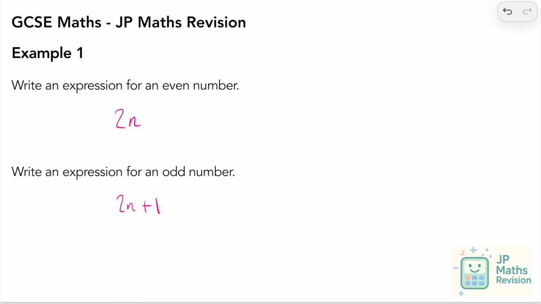So here n just represents a number, so n could be 1, 2, 3, 4, and so on. But the fact that it's multiplied by 2 means that it's an even number, because any number multiplied by 2 is a multiple of 2, and it's therefore in the 2 times tables. And then adding 1 means that 2n plus 1 is an odd number, regardless of our value of n.